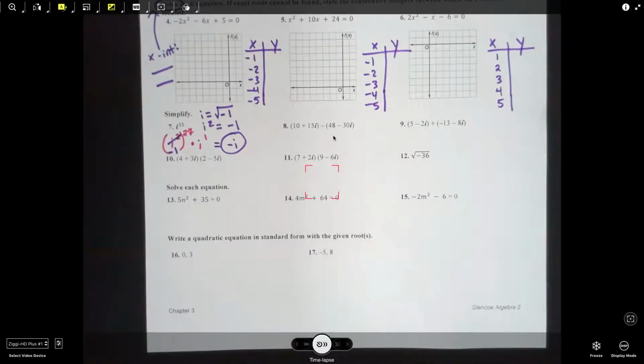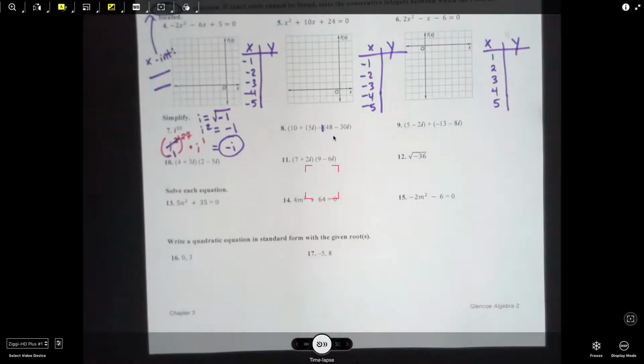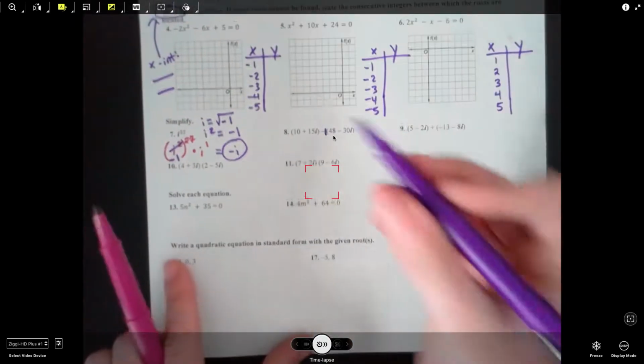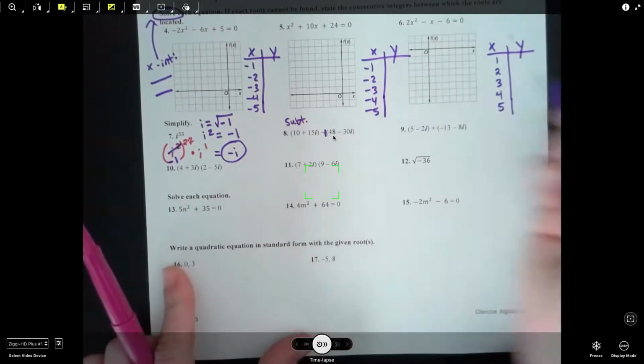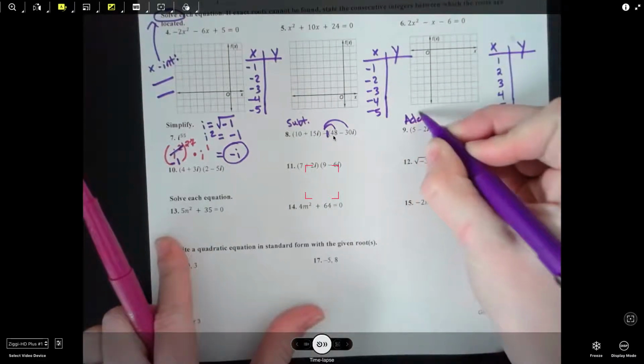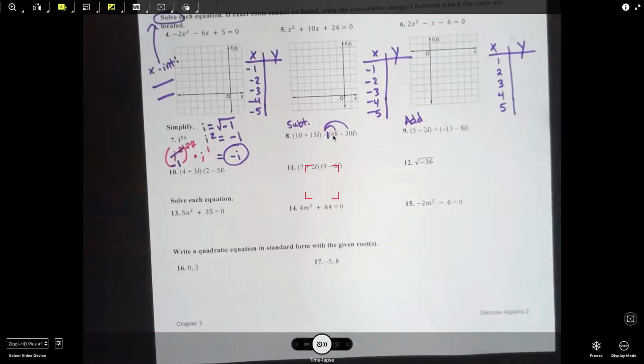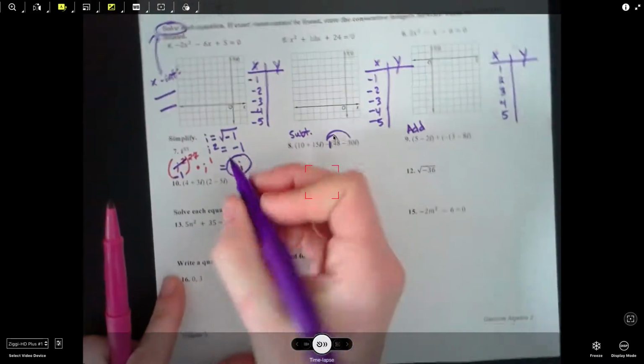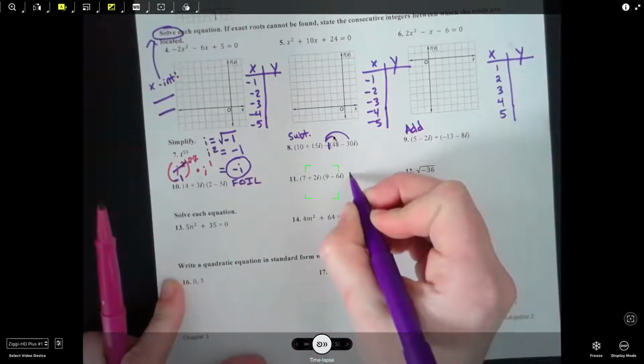Okay, now, on number 8, what are you doing on number 8? You're not foiling. You are subtracting here, but before you subtract, you need to distribute the negative. Can you do that one by yourself? Yes? What are you doing on number 9? Adding. So you're just basically combining like terms. What are you doing on number 10 and number 11? Multiplying. So that's foil.